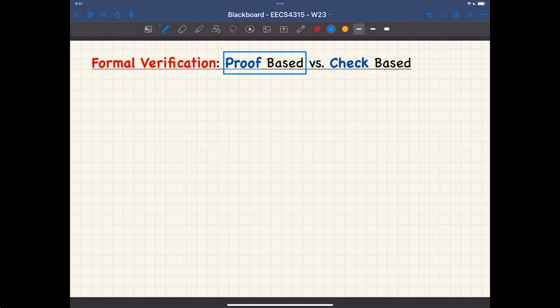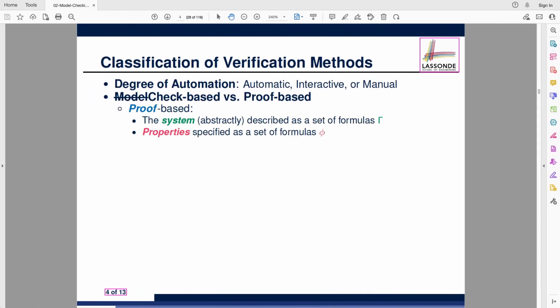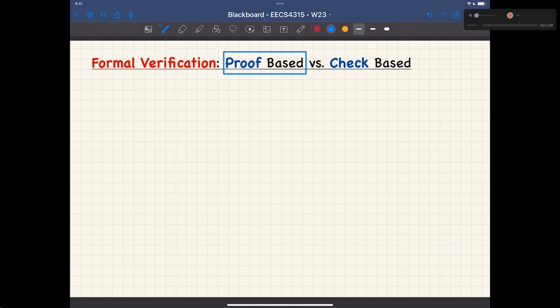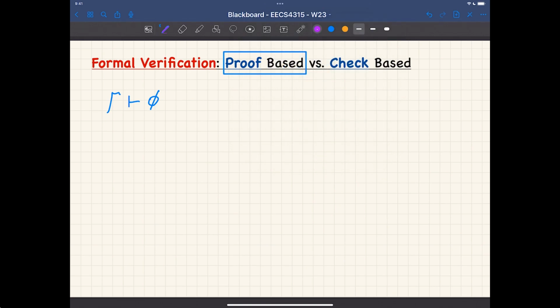Okay. The proof-based is summarized as a sequent rule, something like this. If you remember that dash, right? That turnstile. Okay, let me just make sure I write it right. So something like this. So this is the Greek character gamma, and then turnstile, and then some formula phi. What does that mean? Let's understand in the intuitive sense, and I'll show you just one example.